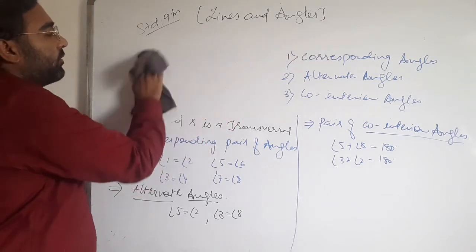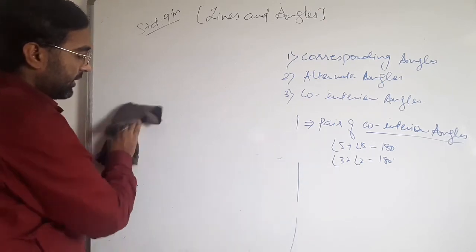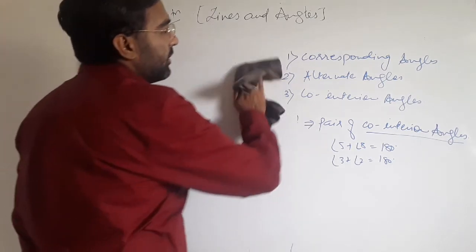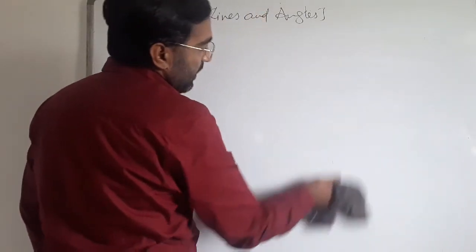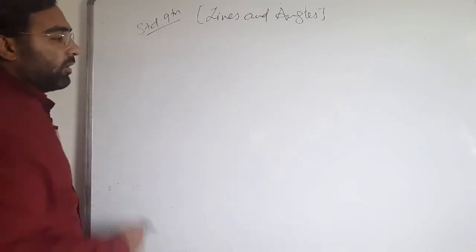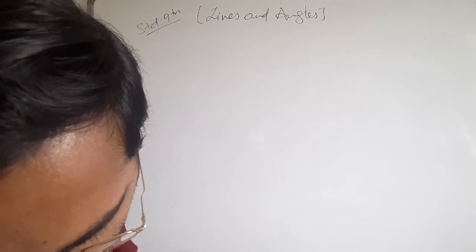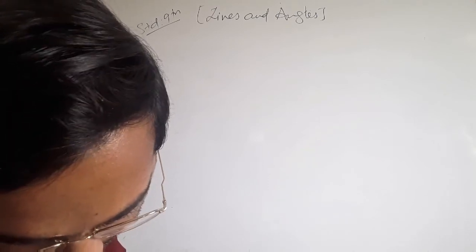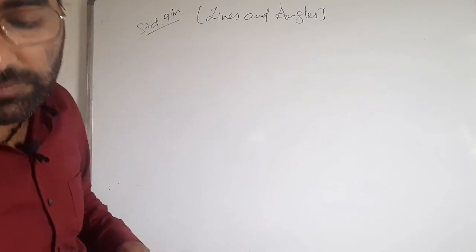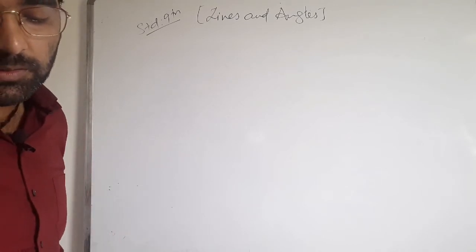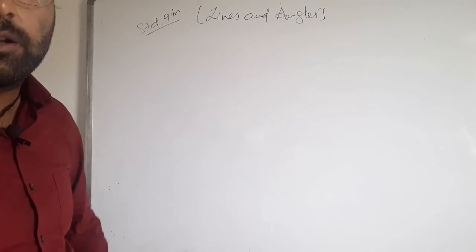In exercise 6.2, we can see that parallel lines and a transversal are always given. All kinds of these sums are with parallel lines and a transversal. One of them: in the given figure, find the values of x and y, and then show that AB is parallel to CD.